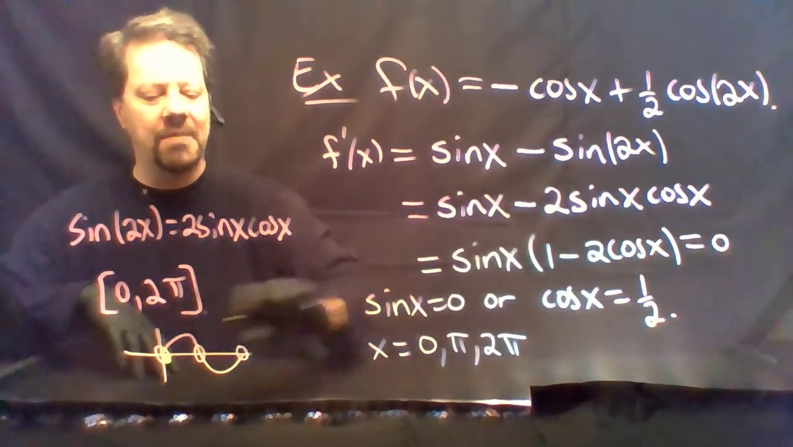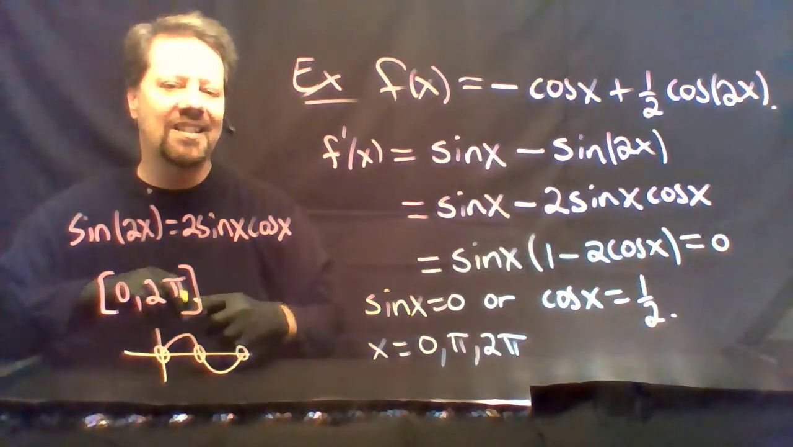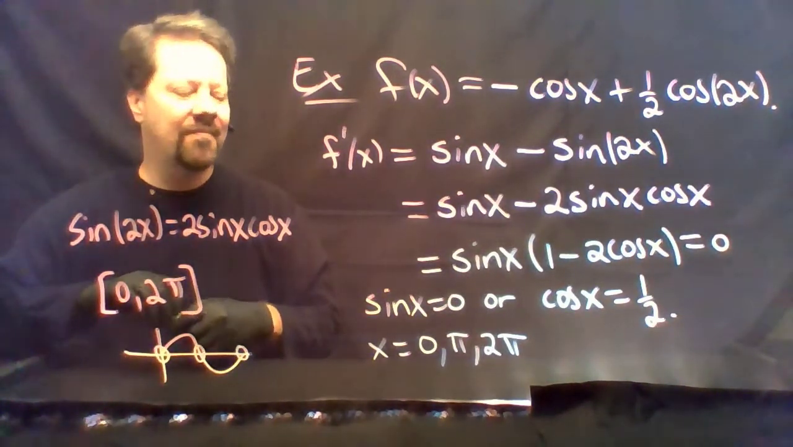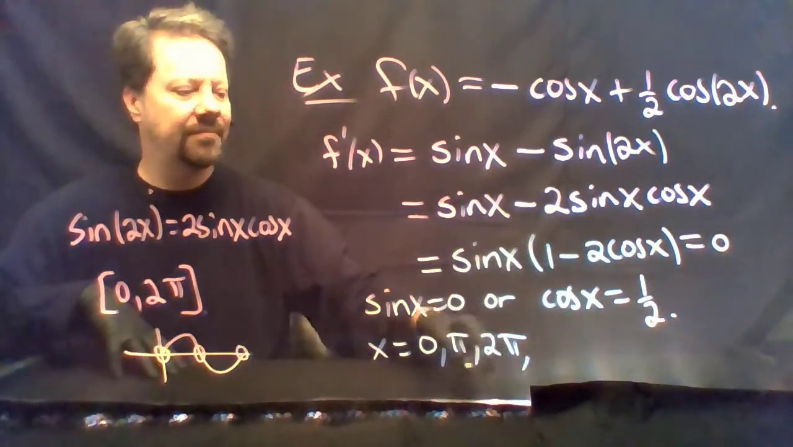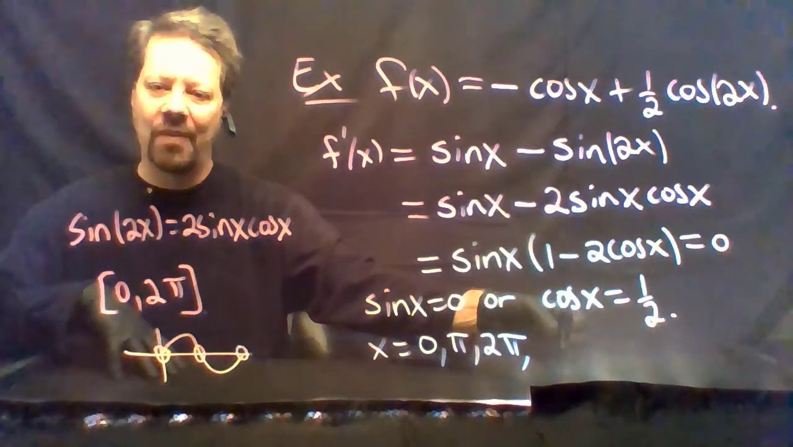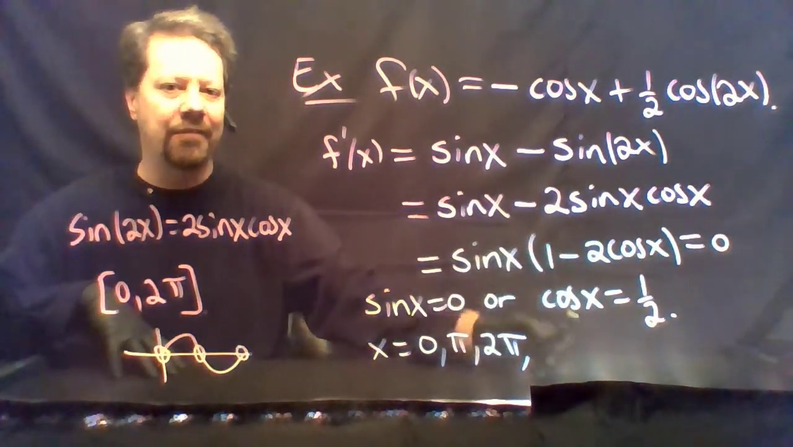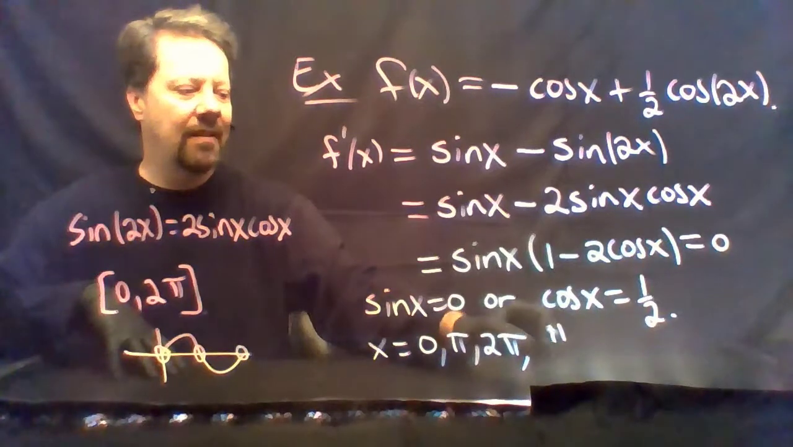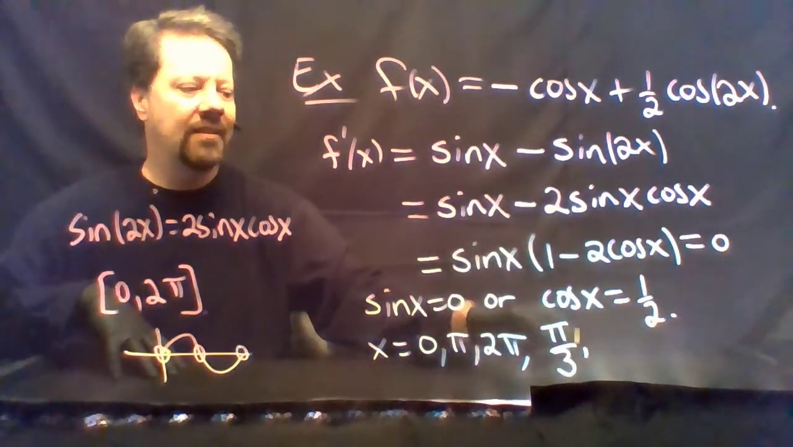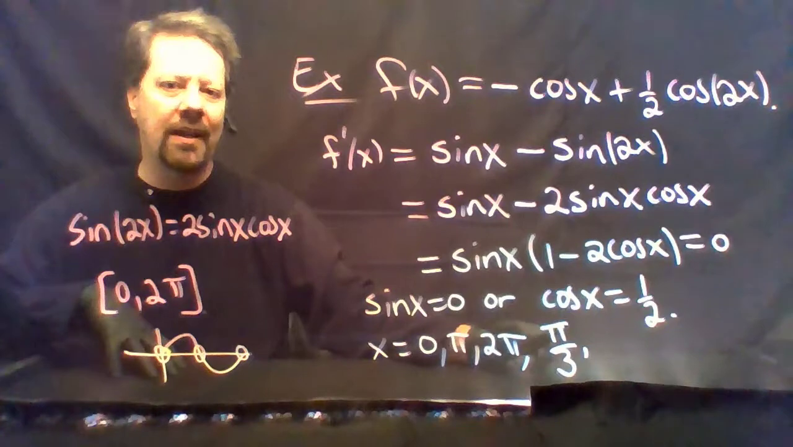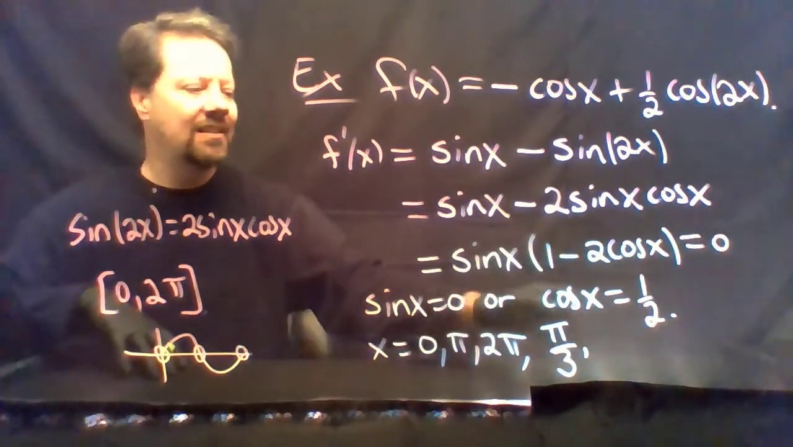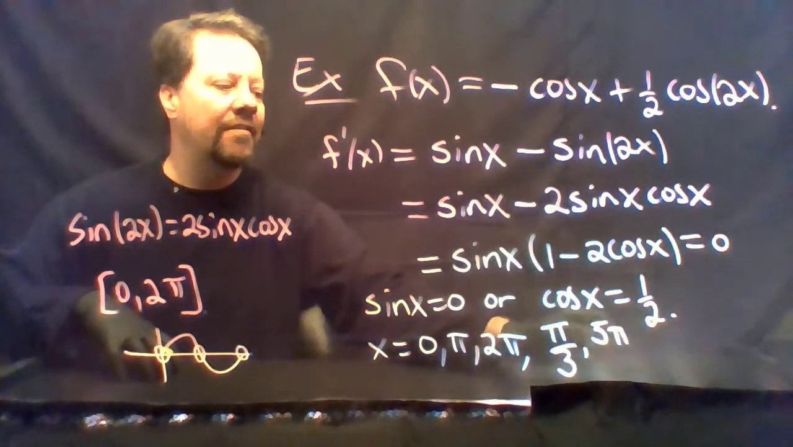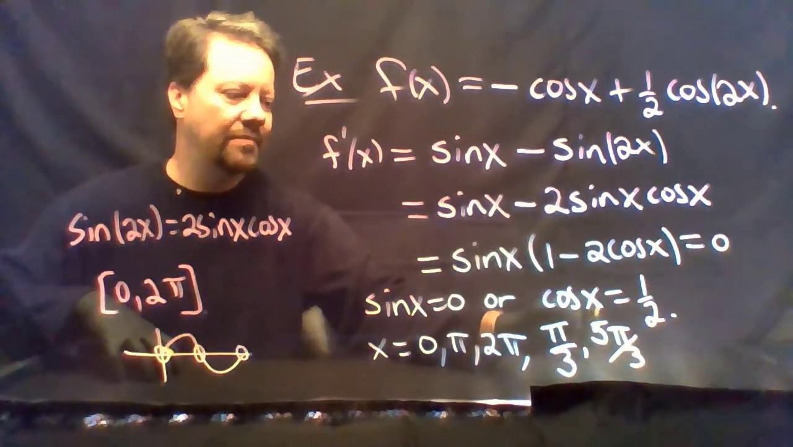This function is defined on a much larger interval, so we can still apply the first derivative test. Where is cosine equal to positive 1/2? Well, the reference angle will be pi over 3. That's the one in the first quadrant. Cosine is positive in quadrants 1 and 4. We can't use negative pi over 3 because negative pi over 3 is not in this interval. Instead, we have to use 5 pi over 3.